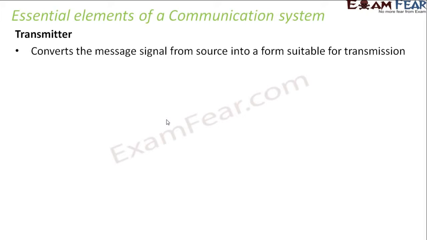So what is the purpose of the transmitter? The transmitter basically helps to convert the message signal from the source. So in that example, what was the post office of Delhi doing? It was taking the letter sent by you, putting all the needed stamps and everything over it and making it ready for transmission. Right? And that is the purpose of a transmitter. It will convert the message signal from source into a form which is suitable for transmission.